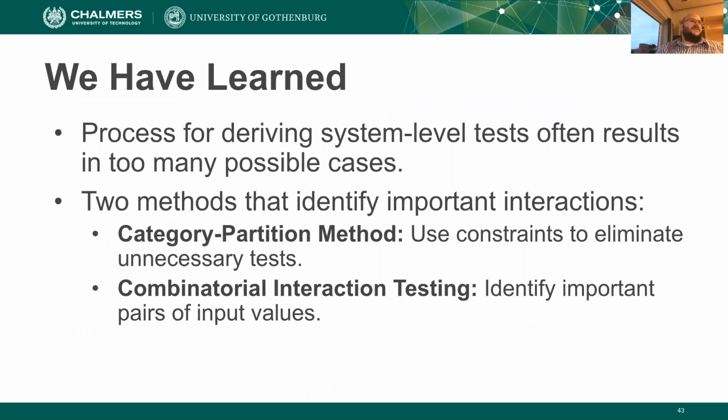Okay. So the process for deriving system-level test cases often results in too many test cases. And so 2 methods we can use to identify the important feature interactions and focus on those are the category partition method, where we use constraints to eliminate unnecessary test cases, and combinatorial interaction testing, where we try and identify the important pairs of values. These techniques are complementary, right?